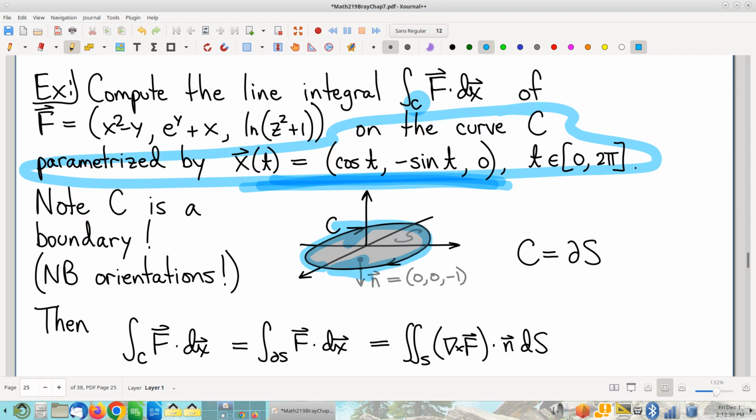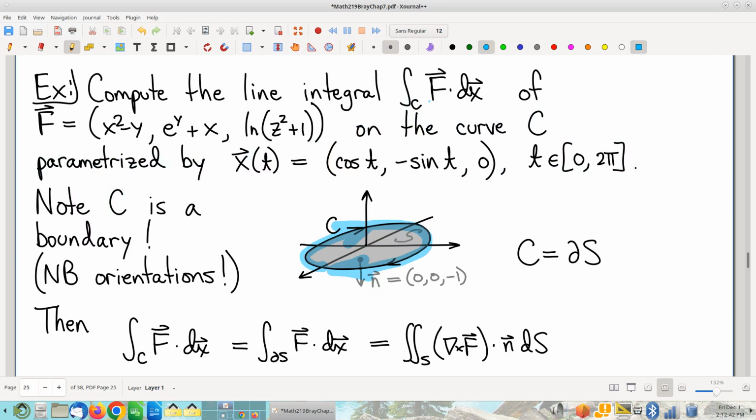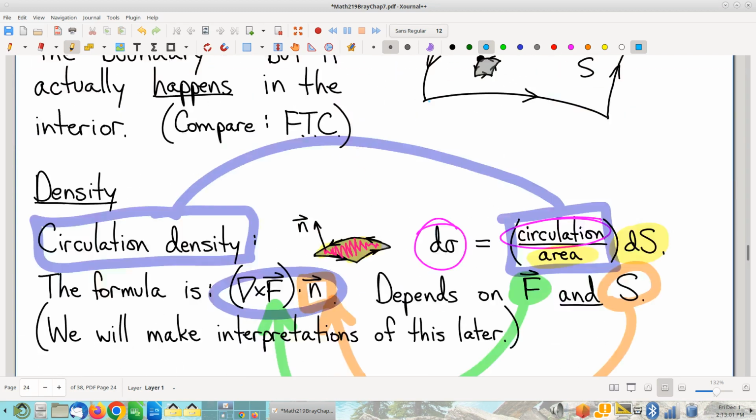Is that curve a boundary? And again, it has to be, or we're out of luck. We can't use Stokes' theorem if it isn't a boundary, and that would be bad news. Good news, this is a boundary. A lot of students mistakenly think this is not a boundary because, doesn't it need to go counterclockwise or something? Nope. That's not the convention.